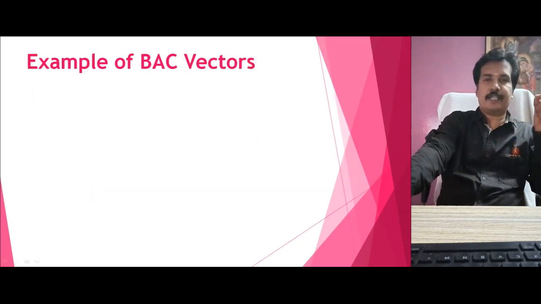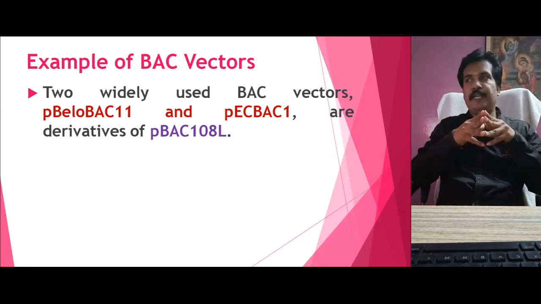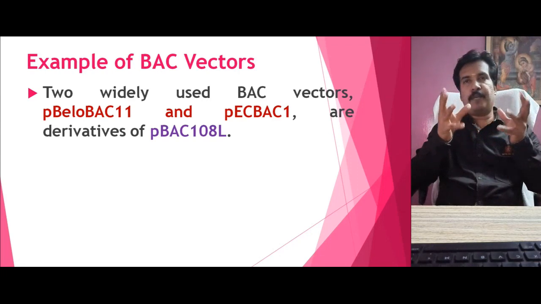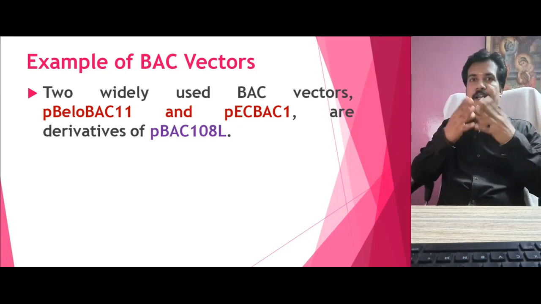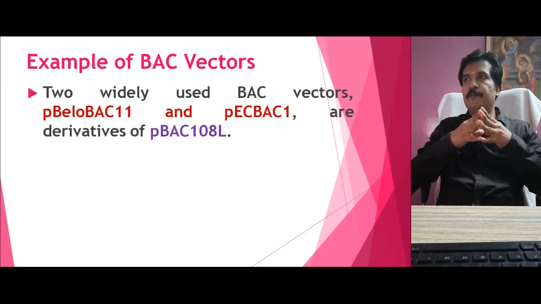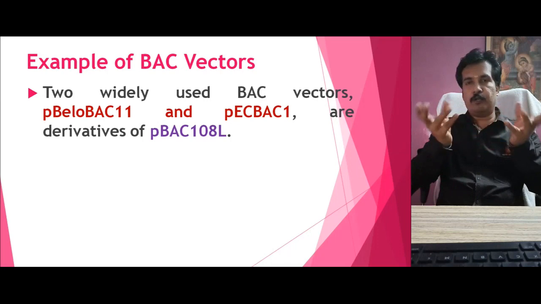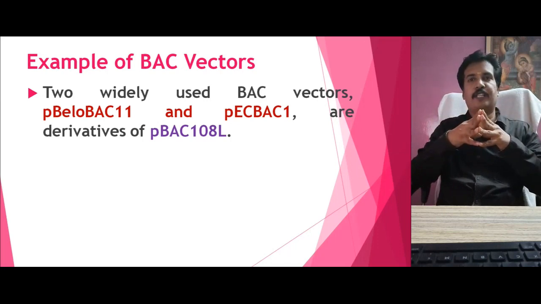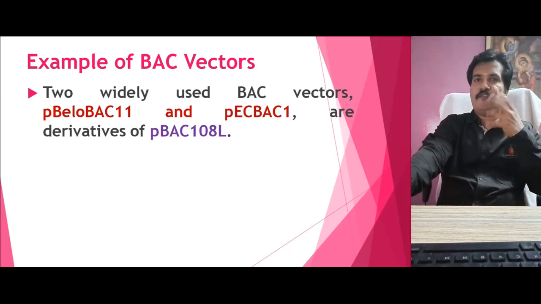So let us consider a few examples of a BAC vector. The original BAC vector was derived from pBAC108L. From pBAC108L, the BAC vector has been modified and developed, and currently we are using two major BAC vectors, that is pBeloBAC11 and pECBAC1. So these are the two BAC vectors widely used for the construction of genomic libraries.